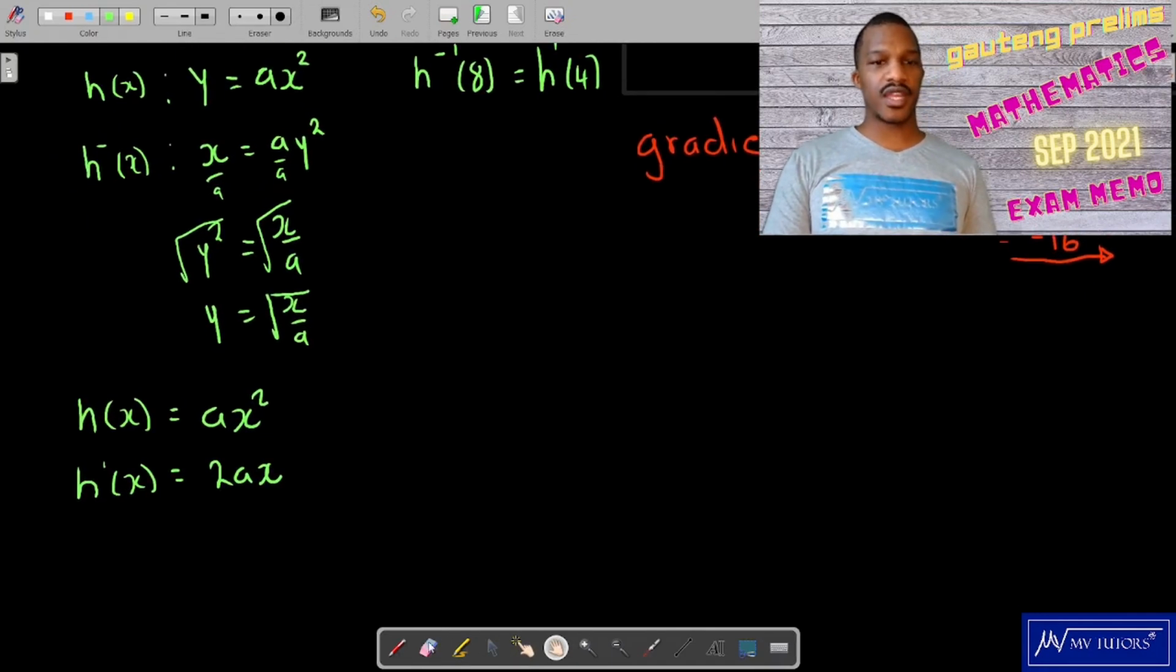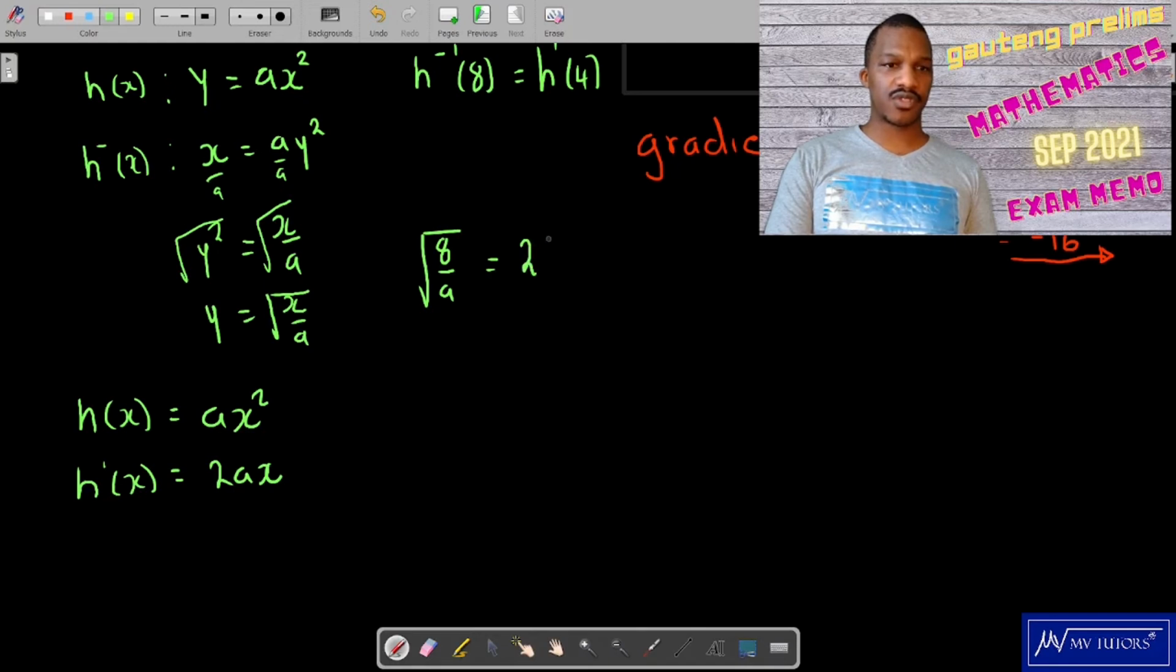Fortunately, we do have the equations that we need. The inverse is given by that, so I'm going to say square root of x, and x is 8, divided by a. That is now equal to the derivative, and then I have to substitute 4 in there, so I'll put 4 there. Then I have square root of 8 over a is equal to 2 times 4, which is 8a.